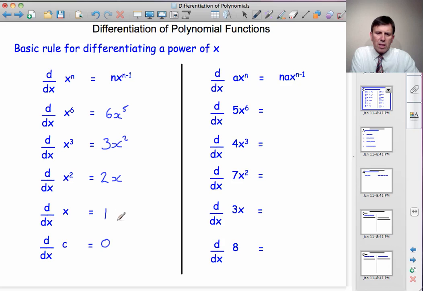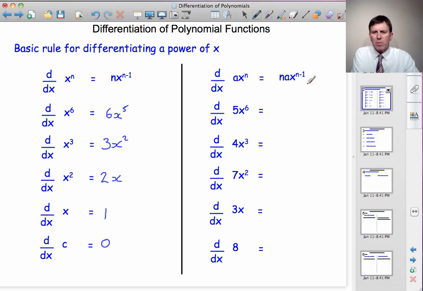Now I've gone through those last two to point out that the rule is consistent when we're differentiating x or a constant, but it's not the way we typically think of it. What's the gradient of the line y equals 6? It's a horizontal line, so the gradient is 0. What's the gradient of the line y equals 5? It's a horizontal line, so the gradient is 0. So it's easier just to memorize the fact that when you differentiate a constant, you get 0.